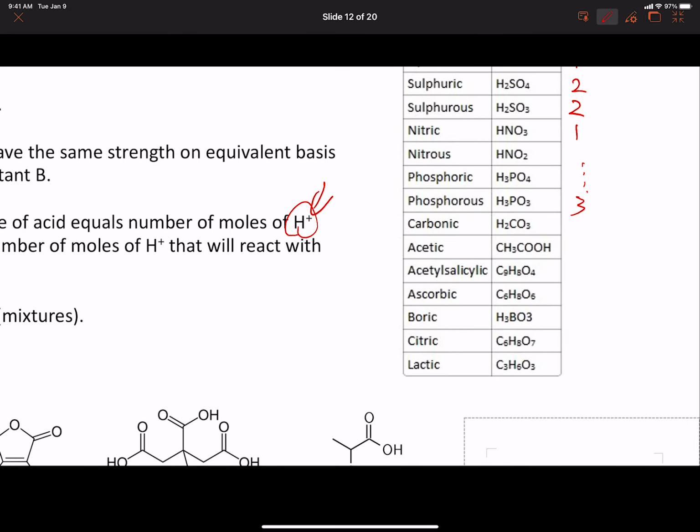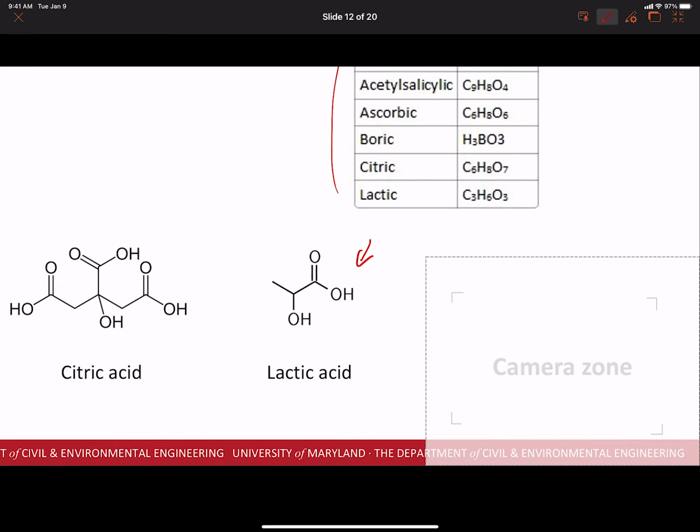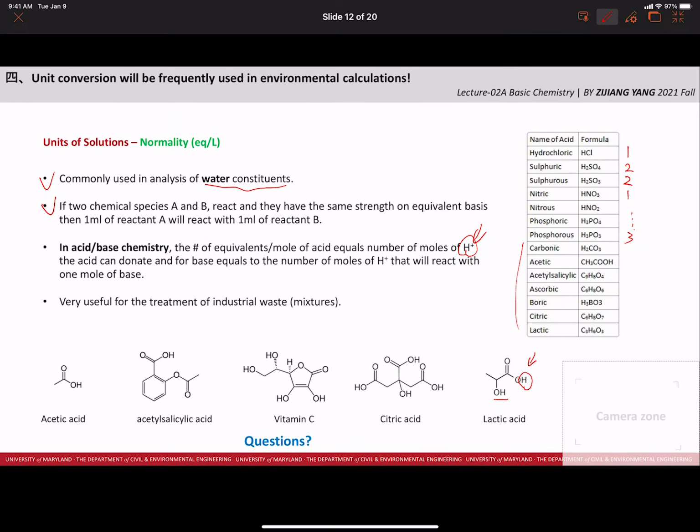And the point I want to show is that we also have some organic acids. So, for example, this one, what do you think the equivalent factor of this lactic acid is? Does anyone have any ideas about this one? 2. 2? Is it different because it's OH instead of just H? Mm-hmm. Okay, yeah. So if we want to determine this one, we need some knowledge of organic chemistry. Because in organic chemistry, this one will not dissociate H+. Only this one will dissociate H+. I will talk about this in the organic chemistry unit, but be aware of this one. So this one is 1 instead of 2. And we also have some other organic chemicals shown here. And normality is very useful for treatment of industrial waste.